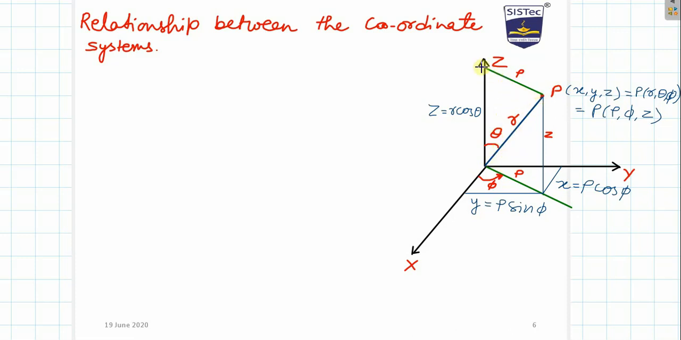What is this? This one is r cos theta. So this rho equals how much? This is your r sin theta. This rho is going to be your r sin theta. And this is your point P. Let me make it broader.